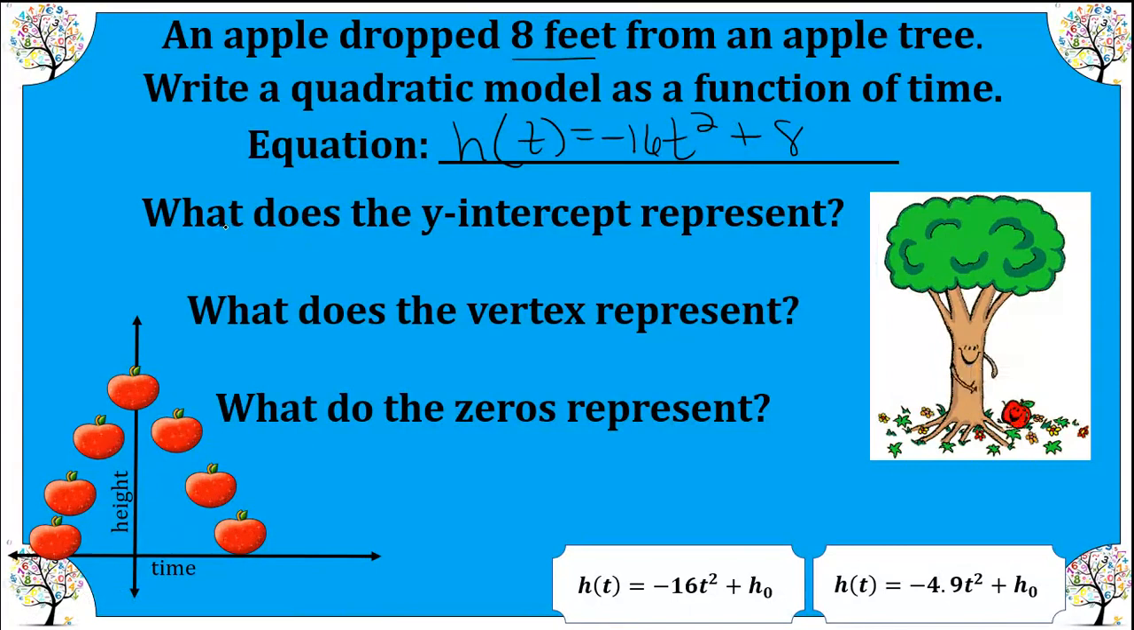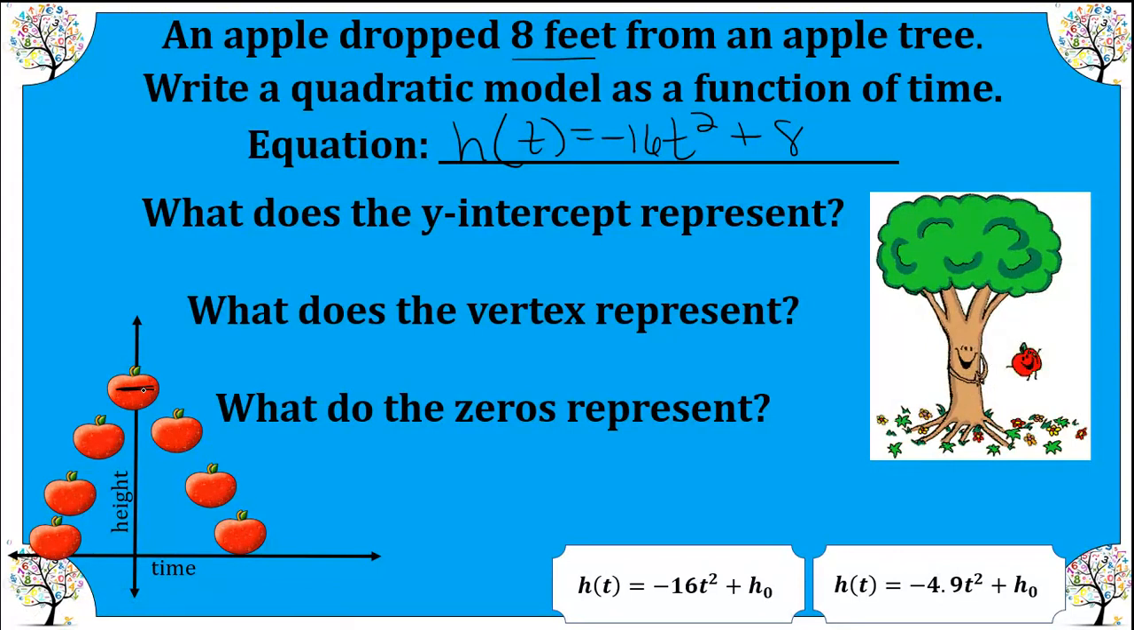Let's talk about what the y-intercept represents. The y-intercept, which is right here, represents the initial height of the object. What does the vertex represent? Well, the vertex happens to also be our y-intercept. The vertex represents the maximum height and how long it took to get to that maximum height. So for this apple, it took 0 seconds because it started at 8 feet.